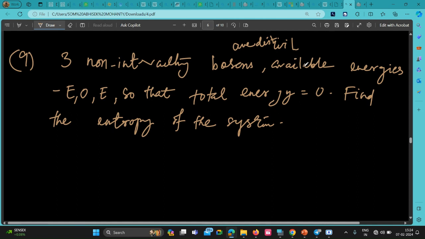Non-interacting bosons with available energies minus E, 0, E, so that the total energy is 0. Find the entropy of the system. For bosons, we can have as many bosons as possible in one state, so there is no problem. The total energy should be 0.